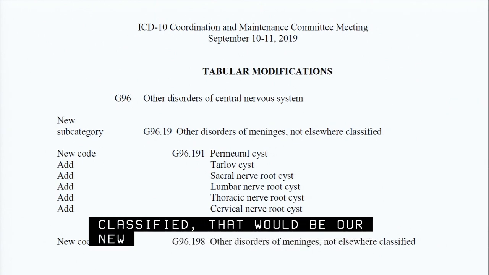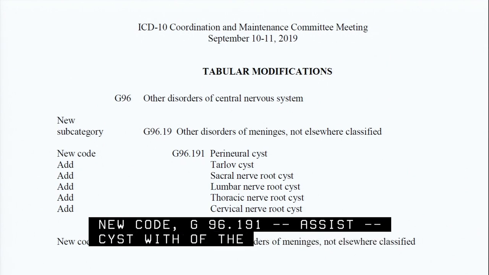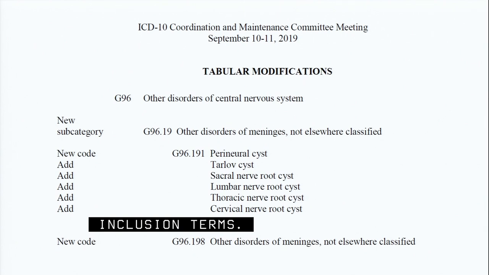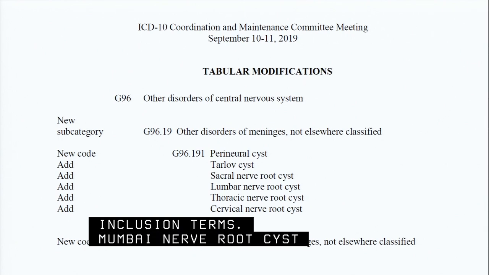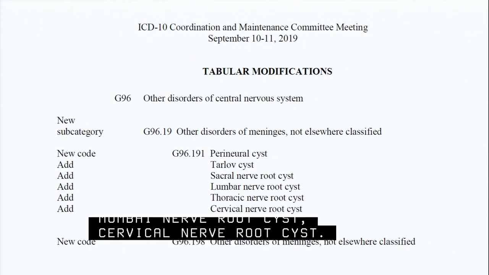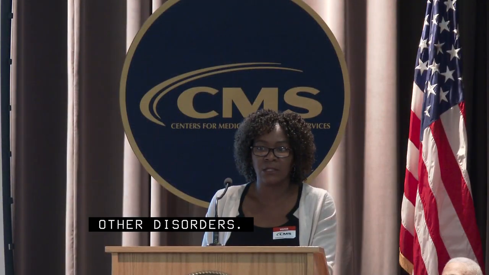G96.191, for perineural cyst with the following inclusion terms: Tarlov cyst, sacral nerve root cyst, lumbar nerve root cyst, thoracic nerve root cyst, and cervical nerve root cyst. An additional new code would be G96.198 for other disorders of meninges not elsewhere classified. So at this time, I want to open the floor for any questions or comments here in the room.